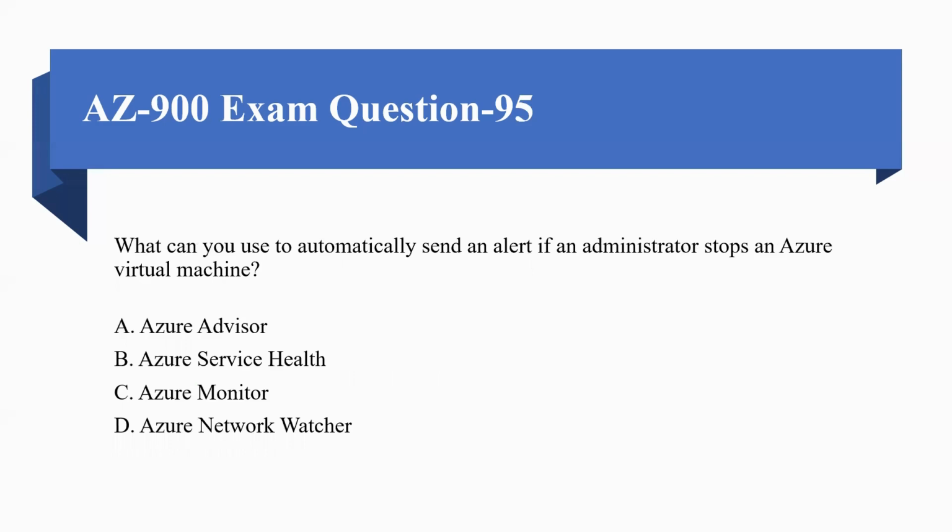Coming to question number 95, what can you use to automatically send an alert if an administrator stops an Azure virtual machine? Option A, Azure Advisor. Option B, Azure Service Health. Option C, Azure Monitor. Option D, Azure Network Watcher. And the correct answer should be option C, Azure Monitor. That will automatically send an alert if an administrator stops an Azure virtual machine.